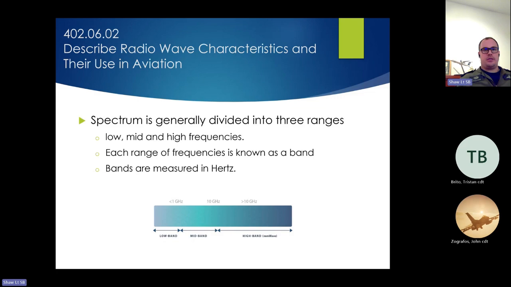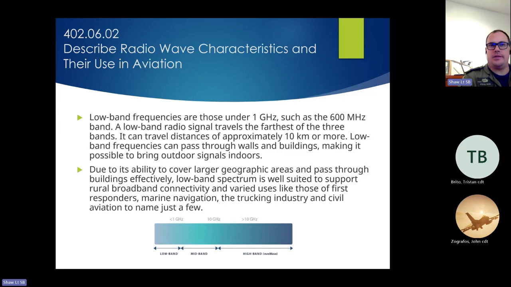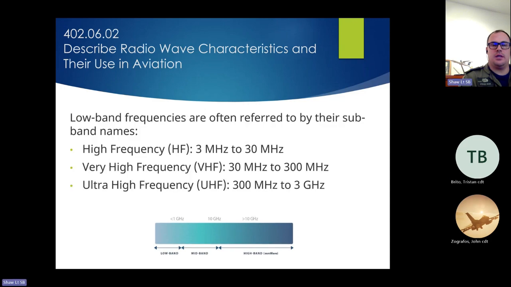Okay, high, low, and mid band. So bands are measured in hertz. Typically in aviation, we use low band. Within low band, so we have less than 1 gigahertz, it's divided into high frequency, very high frequency, and ultra high frequency. And VHF is where you typically live. All the radios in a glider or the tow plane or anything like that are all on VHF.